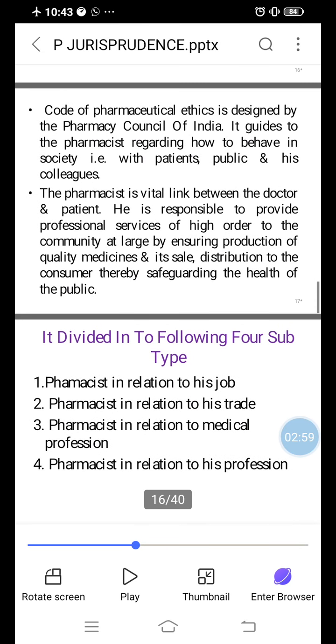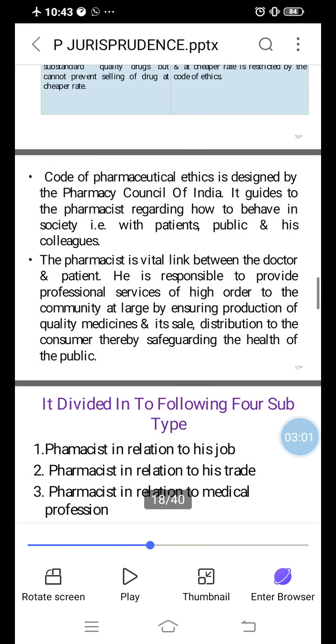The Code of Pharmaceutical Ethics is designed by the Pharmacy Council of India. It is a very important thing, and it is asked in MCQs. It guides pharmacists regarding how to behave in society, that is, with the patient, the public, and his colleagues.